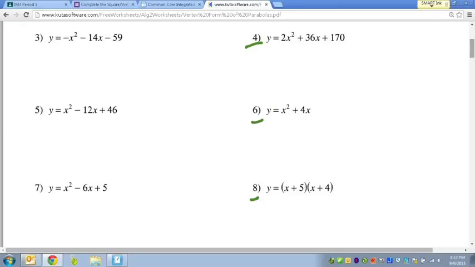So I want to find half of b. b is -6, so half of b is -3. -3 squared is 9, so I need c to be 9. And the reason why I want c to be 9 is so that I can make a perfect square binomial and have a perfect square trinomial as well. But 5 is not 9.